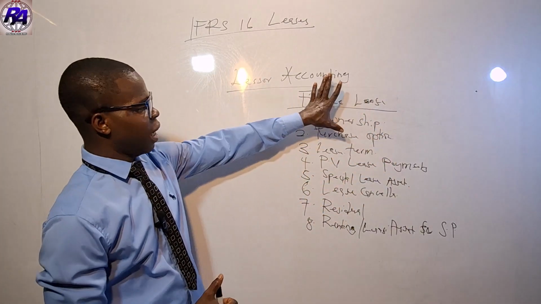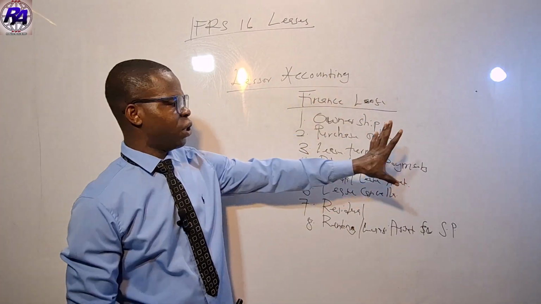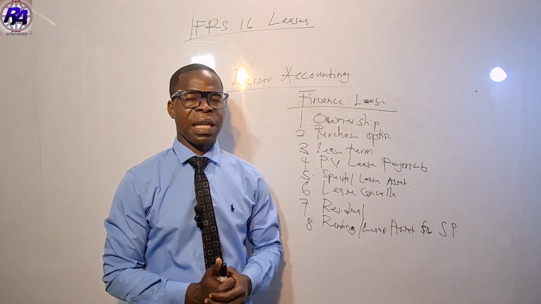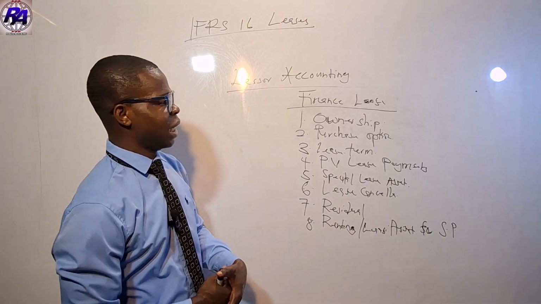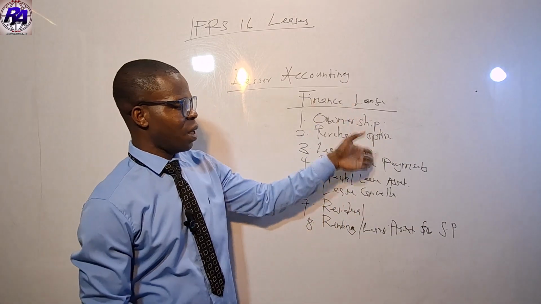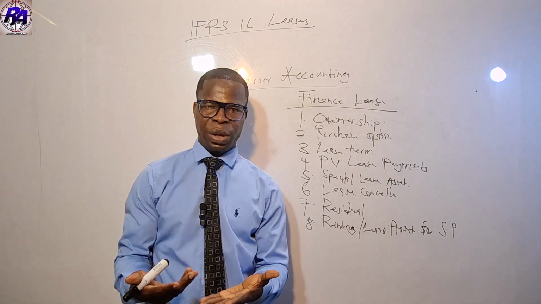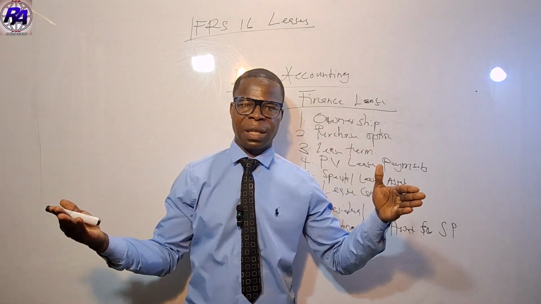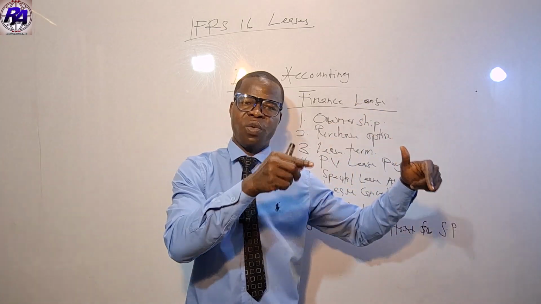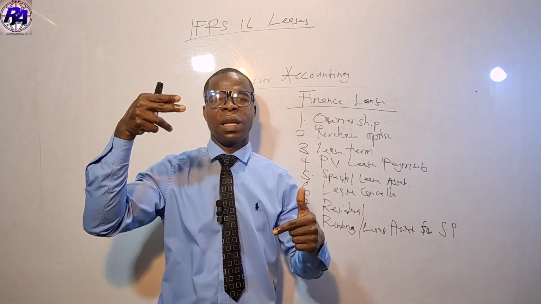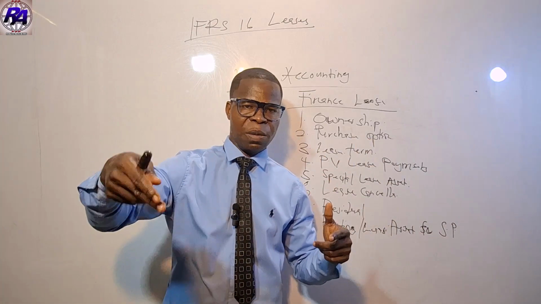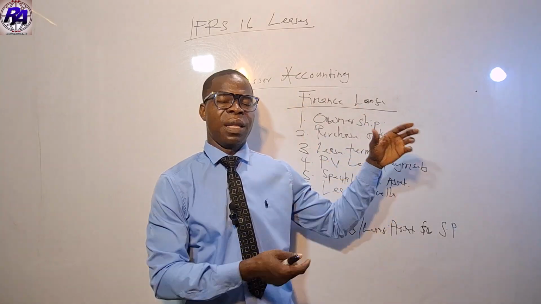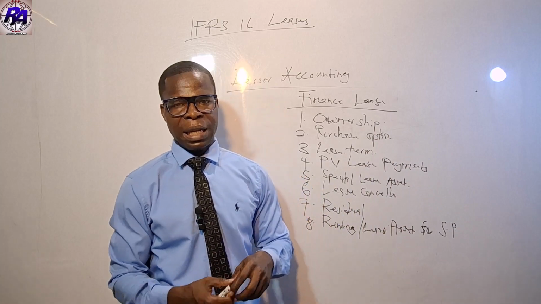So when any of these 8 items or features are present in a particular lease contract, we say that that lease is automatically a finance lease. In fact, if any of these is absent, then we are saying that it is an operating lease. Don't forget the general statement that gives rise to a finance lease. That is when substantively the risks and rewards incidental to the ownership of the lease asset are with the lessee, then we say the lease is a finance lease. That is the general statement.